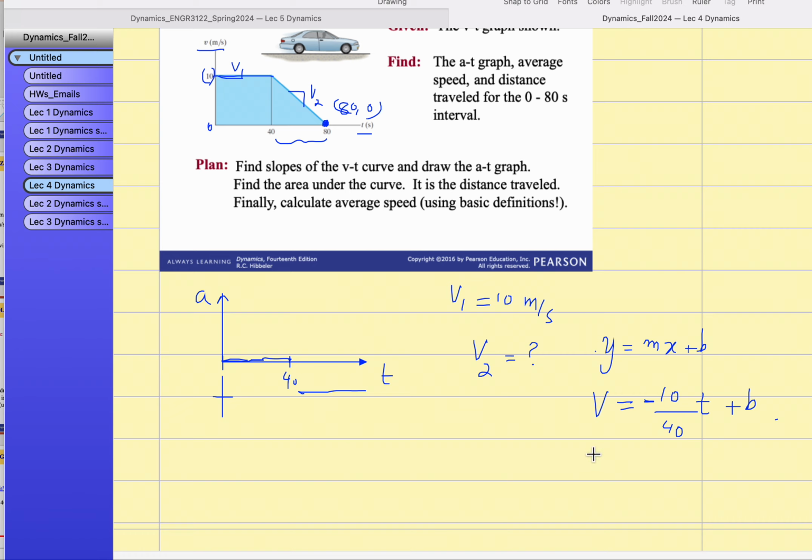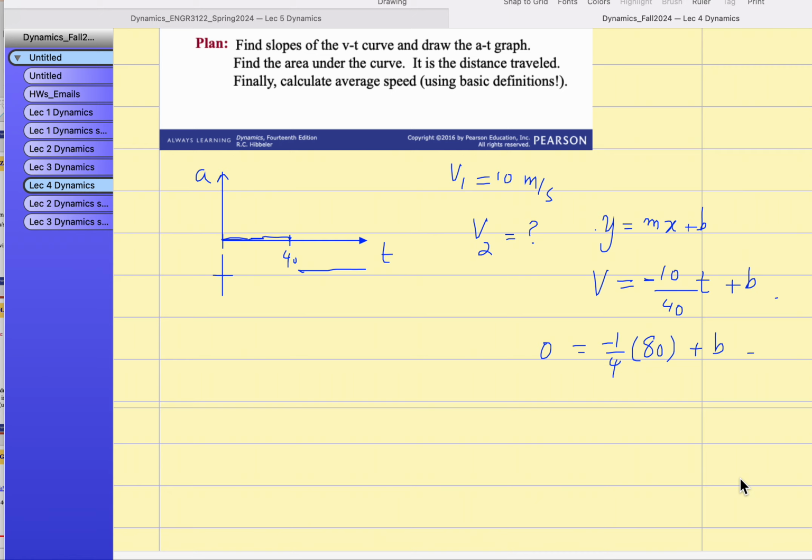Can you plug in 80 comma 0? 80 is for the time. Look, negative 1/4. 80 is what? For time. 0 is for what? Y-axis, which is 0. So can you find out b from here? You just plug in one coordinate, any coordinate of that line, to find out b. What do you get for b from here? Do you get 20? So 20 is the intercept here, correct? Do you agree with your professor? So this is your v2: negative 1/4 times t plus 20.